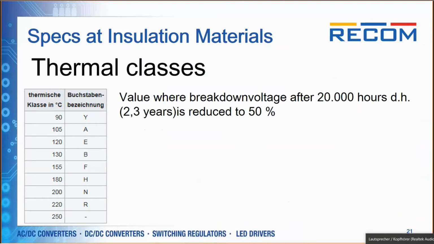What else do we have to consider when designing insulation? It's the thermal classes. A thermal class, let's say class F for 155 degrees, doesn't say that you can use it permanently there. It tells you that after 20,000 hours, which is only 2.3 years, the breakdown voltage is reduced to half.